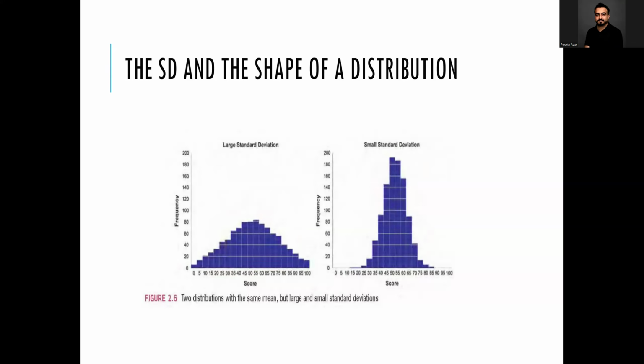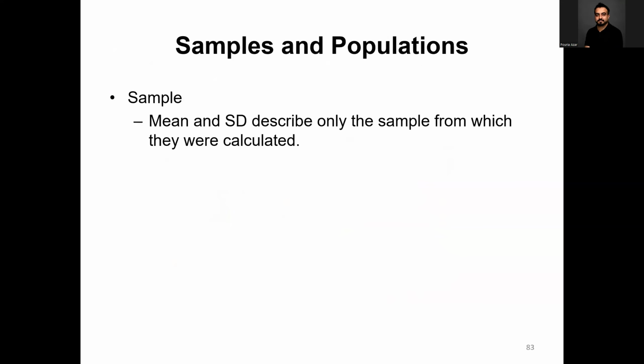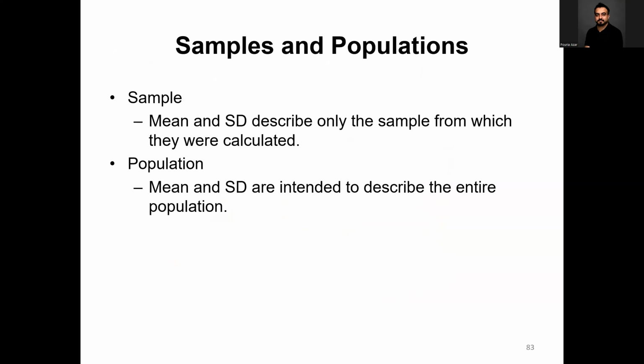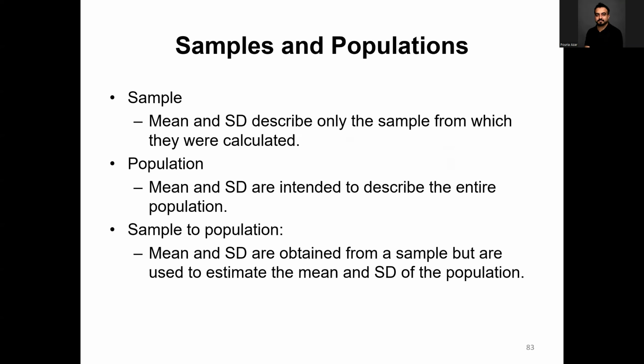And as I mentioned, large standard deviation means the data is more spread out. And small standard deviation means the data points are clustered in the center. We try to measure mean and standard deviation from our sample, and then our goal is to estimate the mean and standard deviation of the whole population.